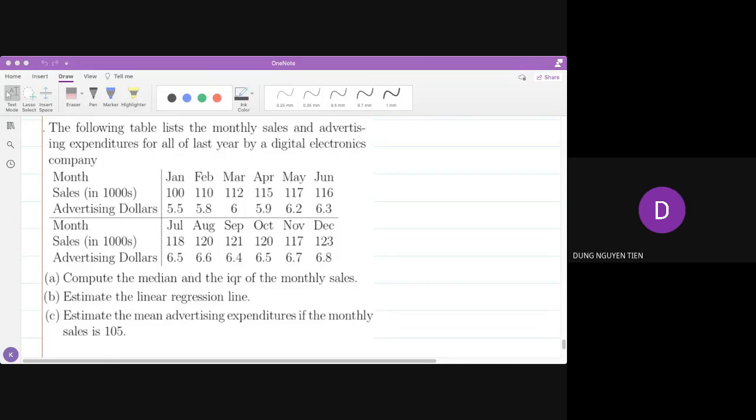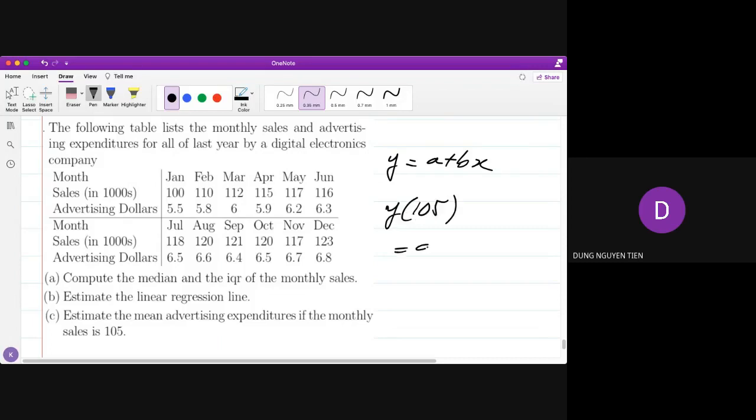How about the linear regression line? Do you know how to get that? I think may I skip this one because it is similar to what we just learned, right? For question C, all you have to do, suppose that you get y equals a plus bx, then you need to find y of 105, and that is a plus 105 times b, right? And then you can get the answer, okay?